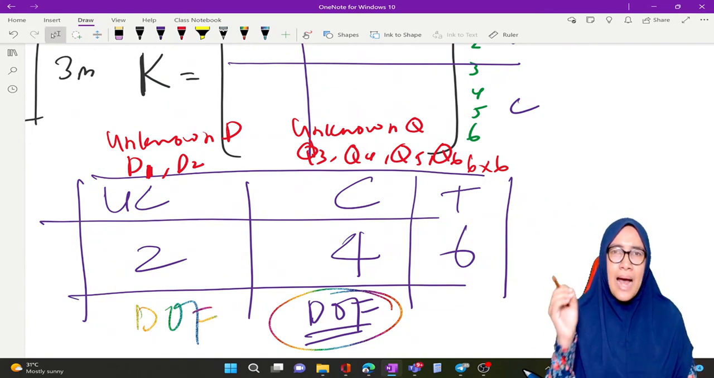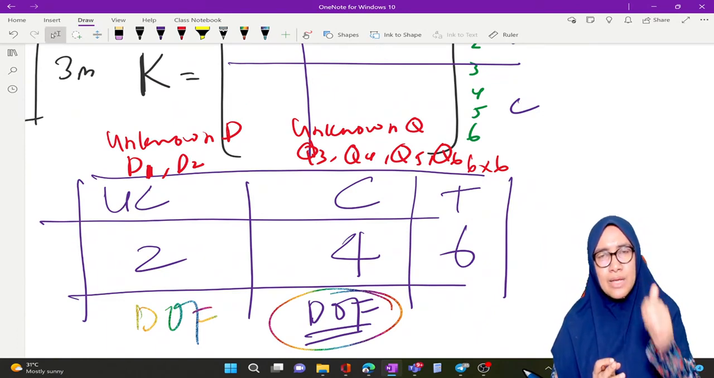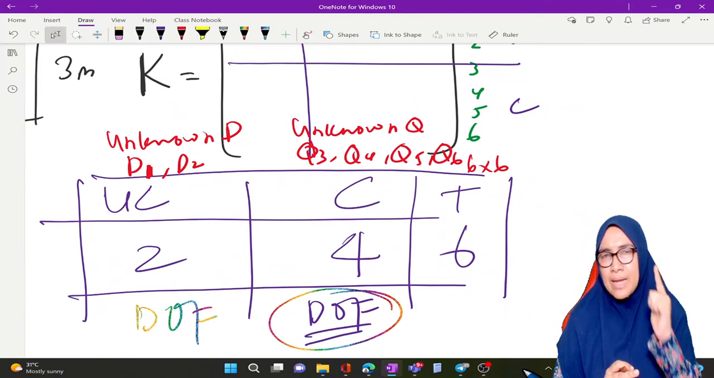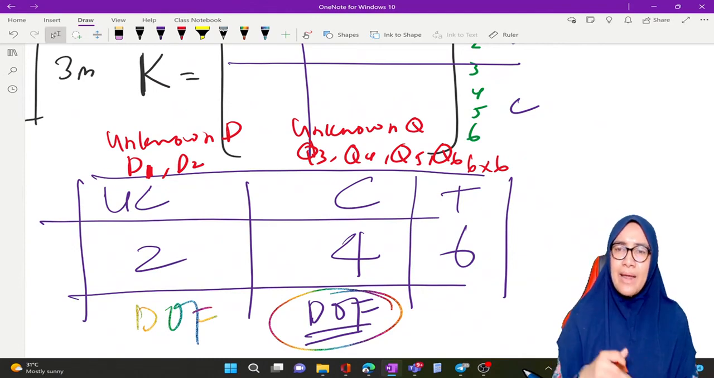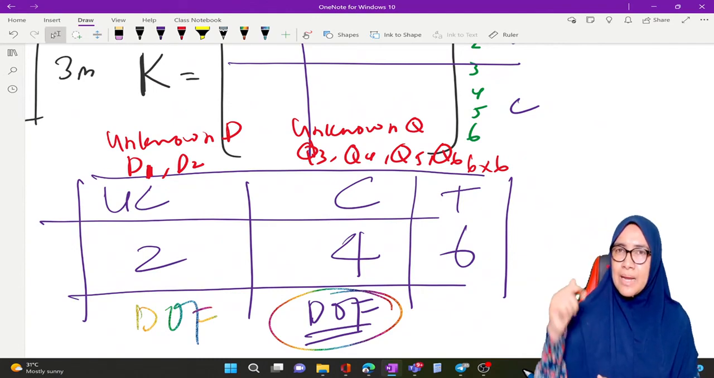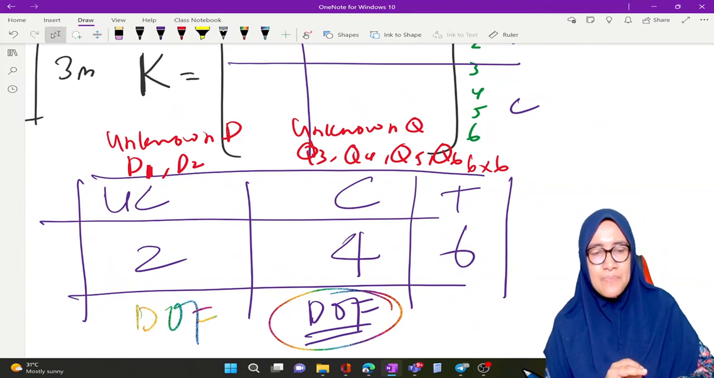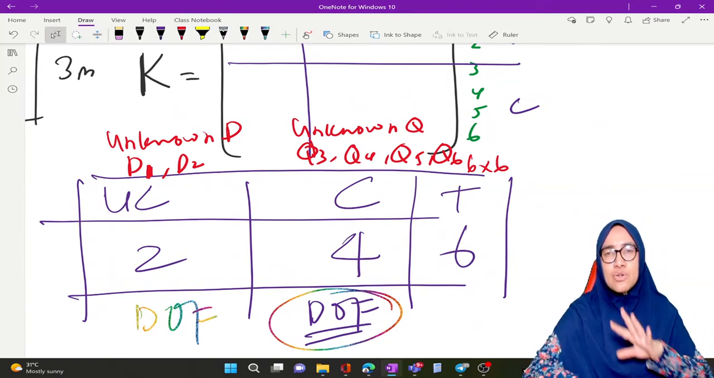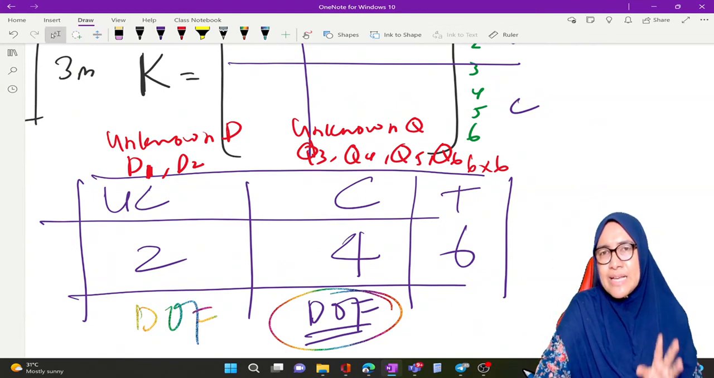So the unknown displacements that we will determine first are D1 and D2. After we have determined these, we substitute into the force displacement equation, and then we can continue to calculate Q3, Q4, Q5, Q6, which represent the reactions at the support. So this session is all about the concept. Please try to understand the concept of the stiffness method.